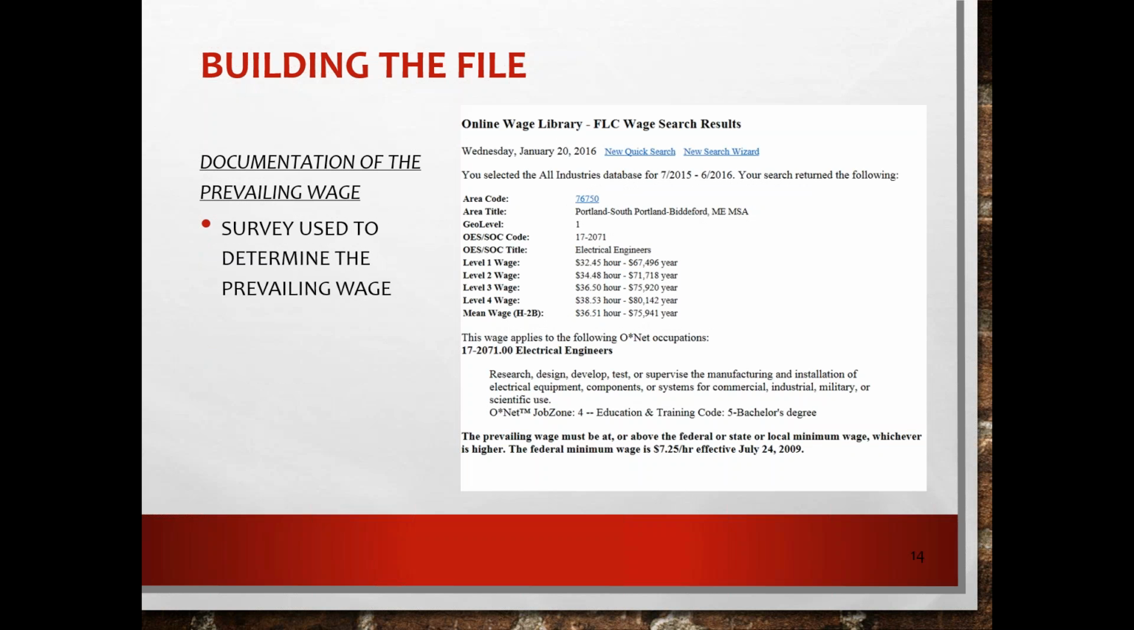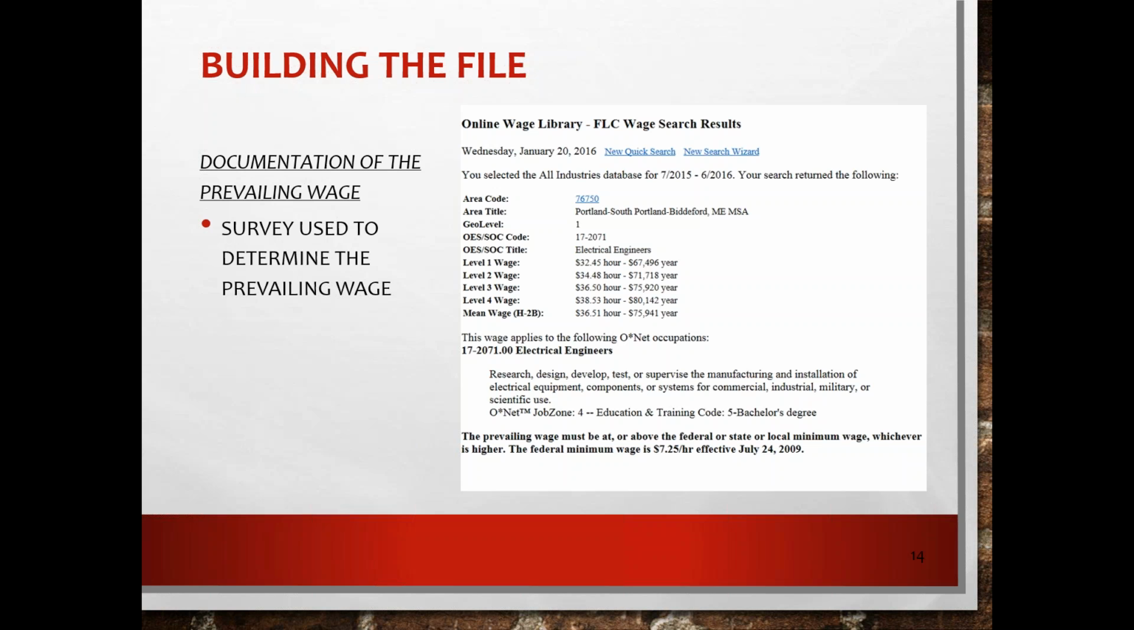The documentation of the prevailing wage, this goes back to that source of determination of what the prevailing wage is. And as I mentioned, usually that's going to be some kind of salary survey. And what I'm showing you here is a printout from that federal government database that I mentioned is the most common source for these types of salary surveys. This is what it looks like, and if you work with us, we would send you a copy of that.